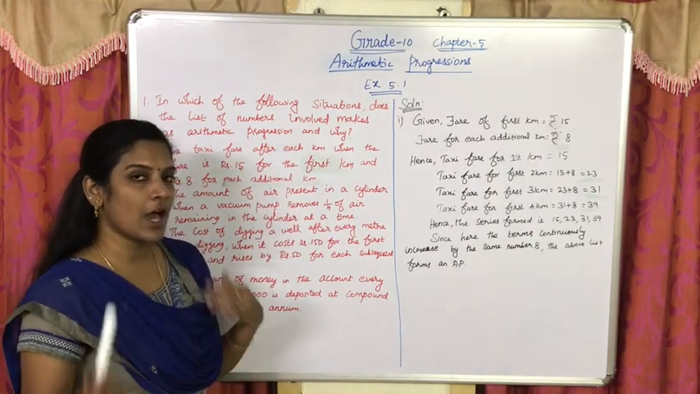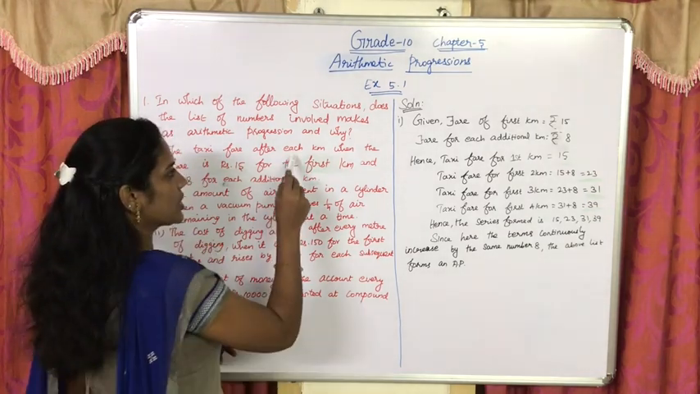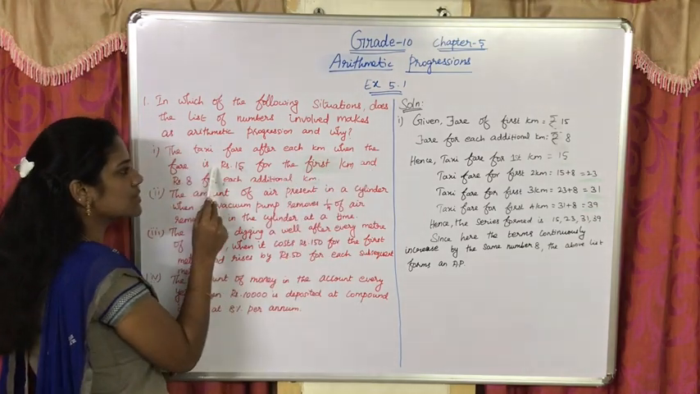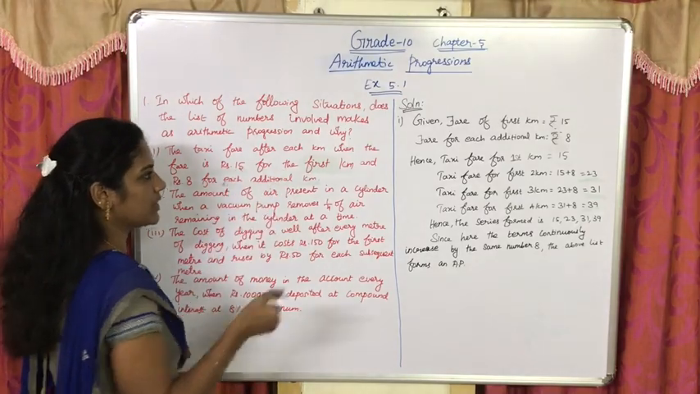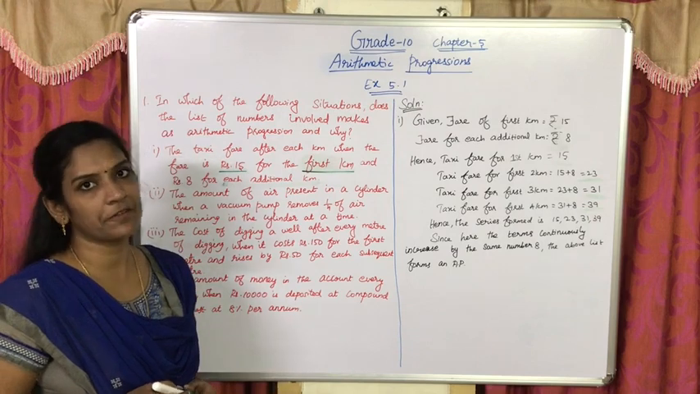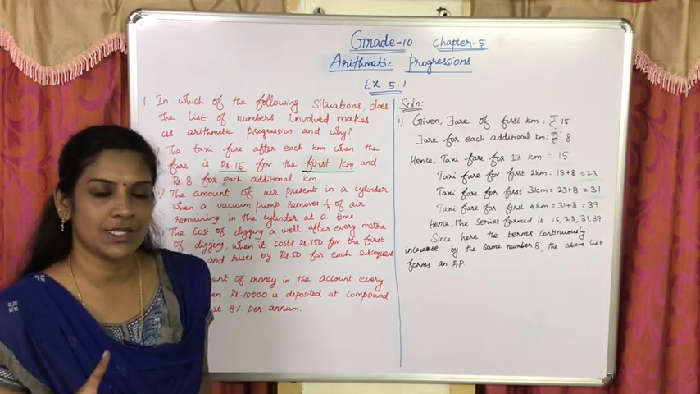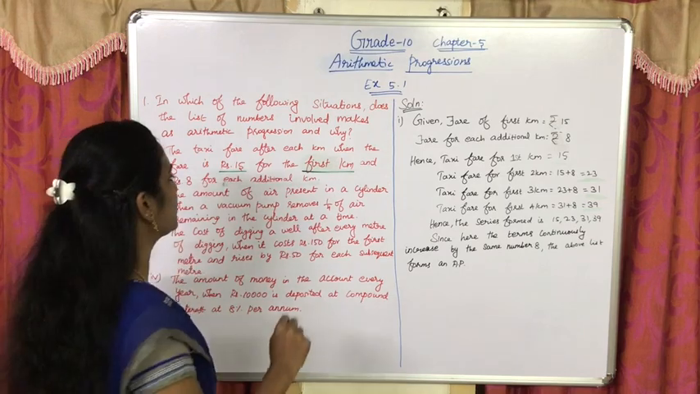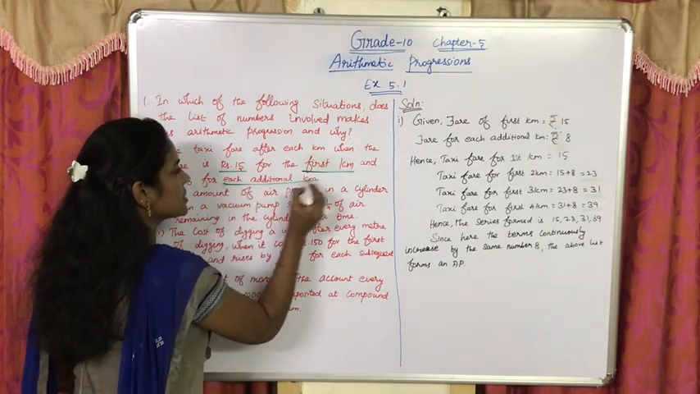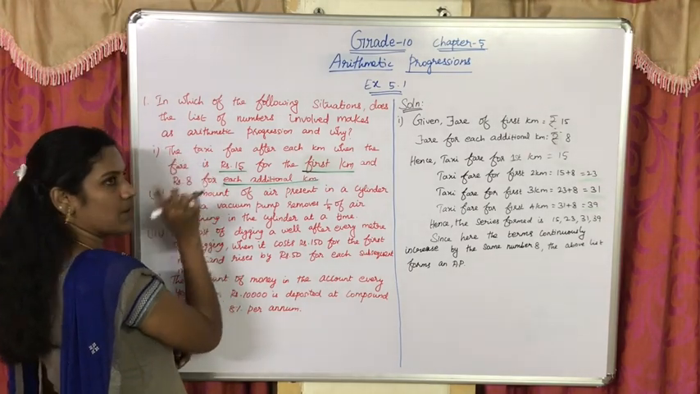So if we are going in a taxi, obviously we need to pay some amount for each kilometer, when the fare is ₹15 for the first kilometer. So for the first kilometer, what is the cost? ₹15 I need to pay. If I travel 1 kilometer, how much cost do I need to pay? ₹15. Then for each additional kilometer, how much cost do I need to pay? ₹8. So understand the question first.